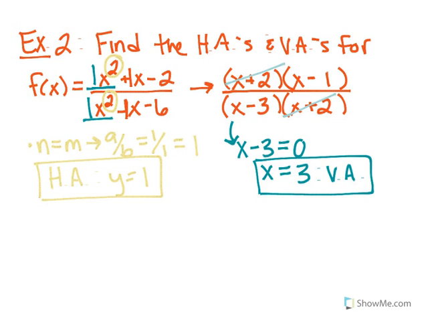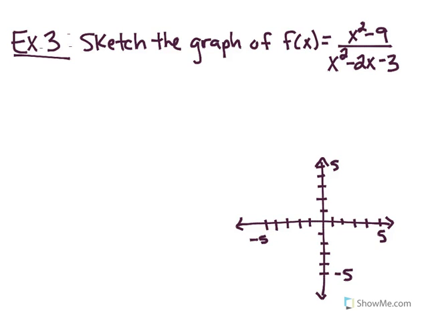All right, and the last example that we're going to take a look at for now is to sketch the graph of f of x equals x squared minus 9 divided by x squared minus 2x minus 3. And so we want to look for a few things when sketching these by hand, and we try to take a look at 4 main things every time. We try to look for the y-intercept, the x-intercept, and our vertical and horizontal asymptotes.